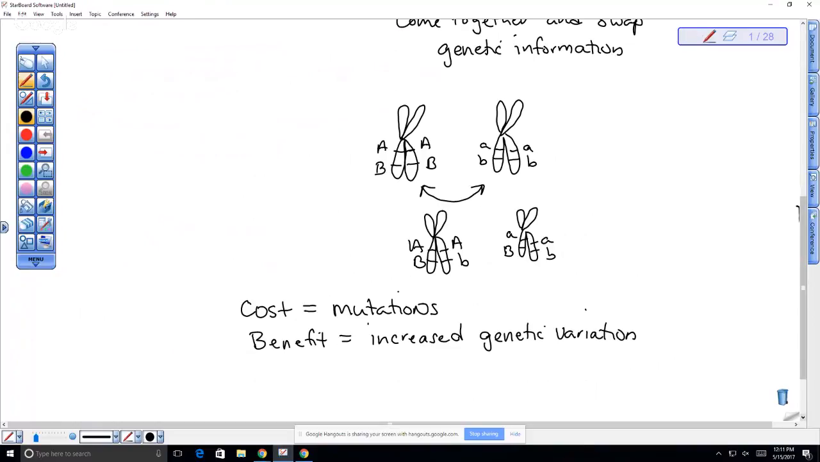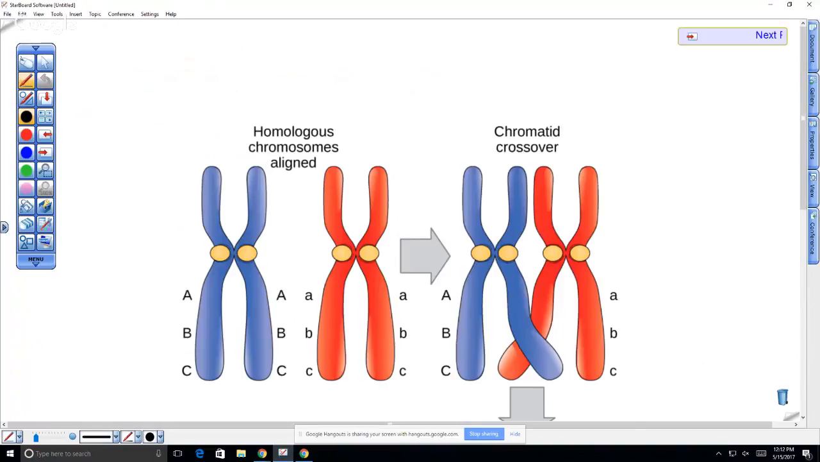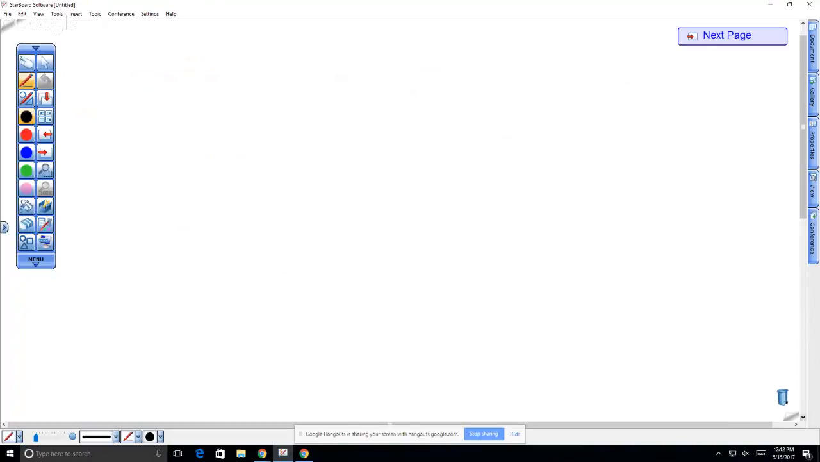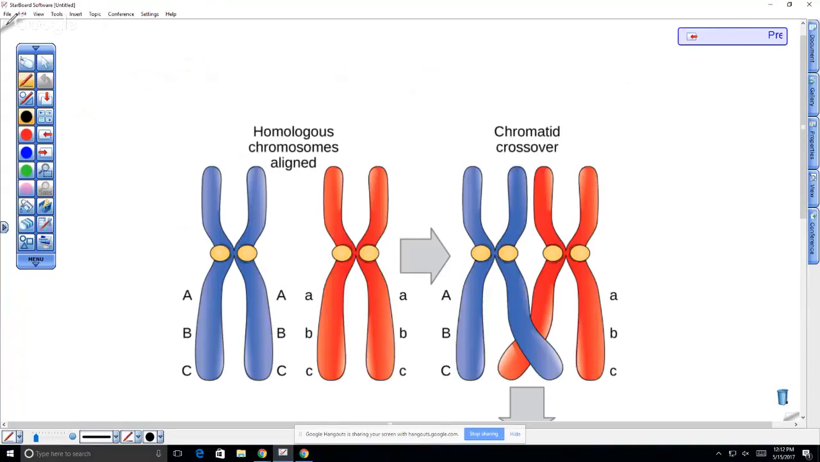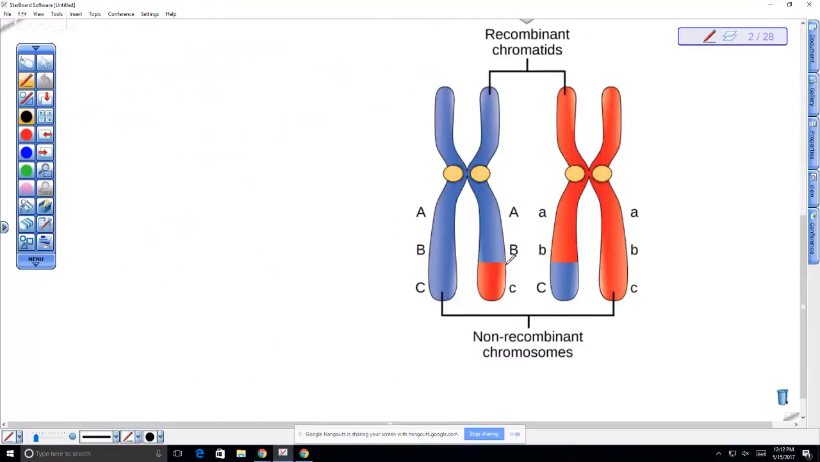So I just drew here the exchange of one gene, B, right? But really it's a whole shuffling down the entire length of the chromosomes. And so in your book, they designate this with red and blue, okay? So they use A, B, and C. But notice here, this is crossing over, okay? And so when you see chromosomes that have a combination of red and blue arms, then you know that crossing over had to have occurred, okay? So when you see this, that is crossing over, okay?